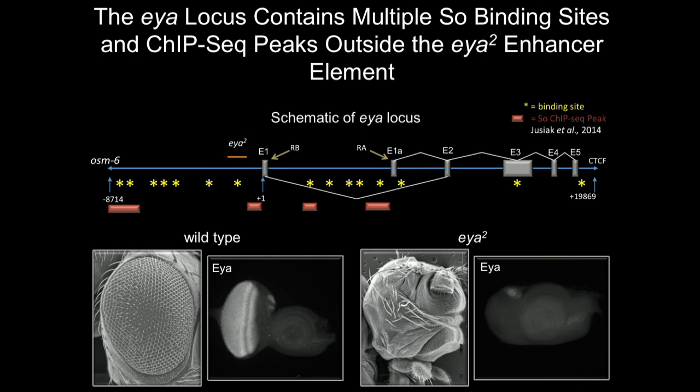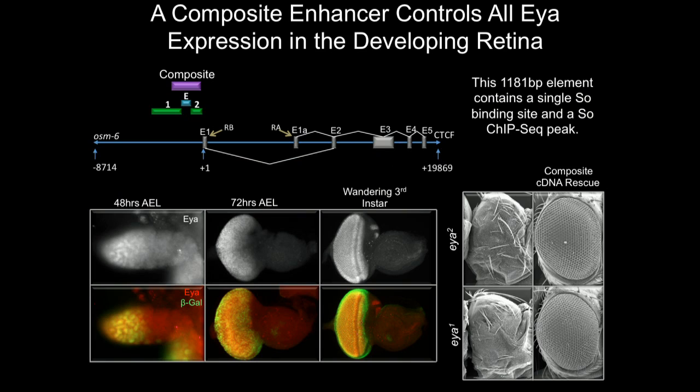Furthermore, if we examine the eya locus, we see that there are multiple predicted SO binding sites, as well as ChIP-seq peaks that were recently identified by Graham Marden's lab. And although previous work in Nancy Bonini's lab had identified an eye-specific enhancer element that contains a Sine Oculis binding site, and when deleted, results in a complete absence of the eye, we were curious if there actually were any other enhancer elements within this locus that are being masked in this mutant, and whether or not those were responsive to Sine Oculis.